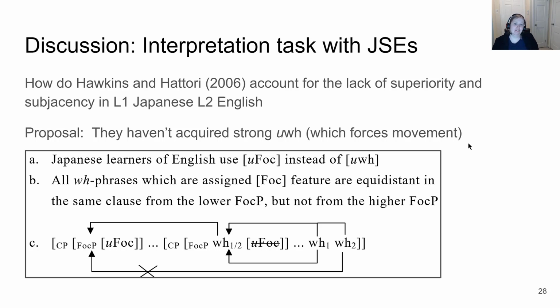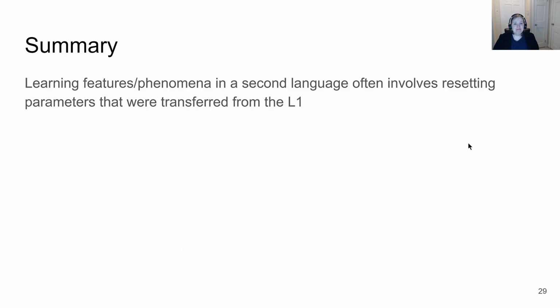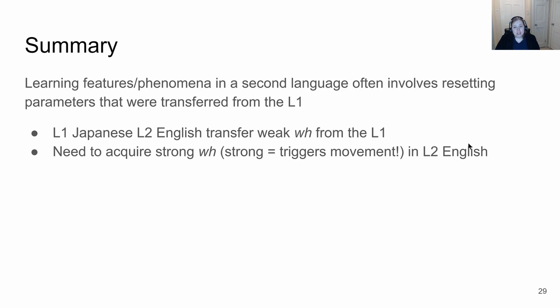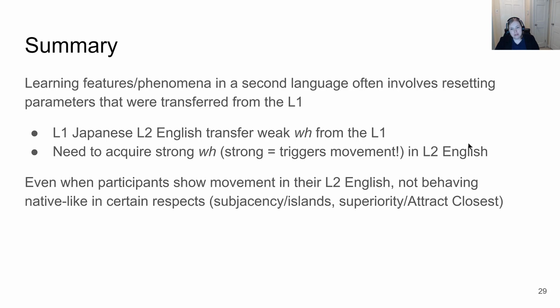So here's a summary. Ready? Learning features or phenomena in a second language does involve resetting parameters that were transferred from the L1. And for Japanese learners of English, they would transfer their weak WH from their Japanese, which means they wouldn't have movement of WH, the initial state of English. So what they need to do is acquire a strong WH, something that triggers movement in their English. But, even when participants show what looks like movement in their L2 English, we saw some data that they're not behaving native-like in certain respects. They have extractions from islands. They are not using attract closer in the way we would expect.